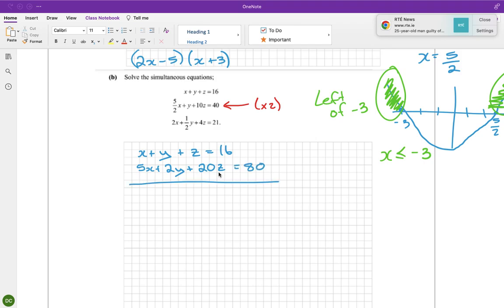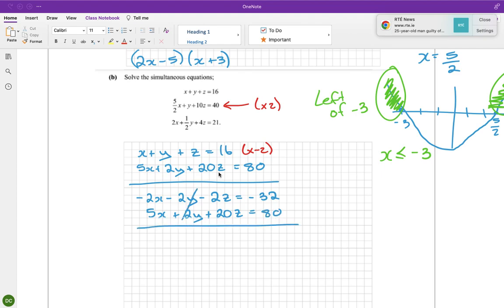So top line by minus 2, I'm going to cancel the y's. So minus 2x minus 2y minus 2z equals minus 32. 5x plus 2y plus 20z equals 80. Gone? So that is 3x plus 18z equals, don't trust my maths, 48. Okay, and then I'm going to take middle and bottom.